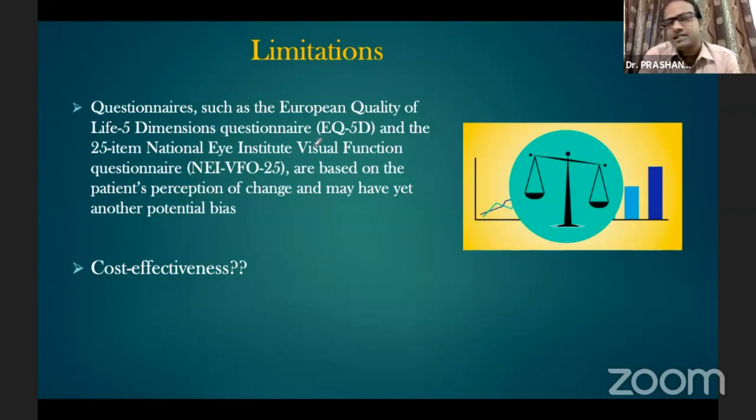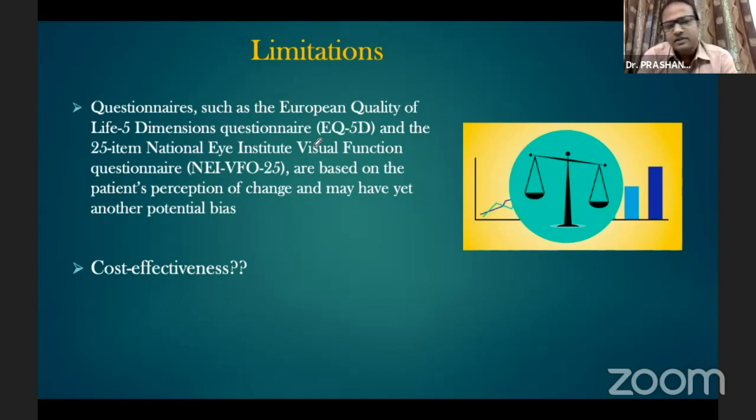Now this questionnaire is a subject of perception. The same question will be asked to me and some other person. They may feel different in a different situation. So it's a matter of perception, and there is a potential bias in the questionnaire and the results.